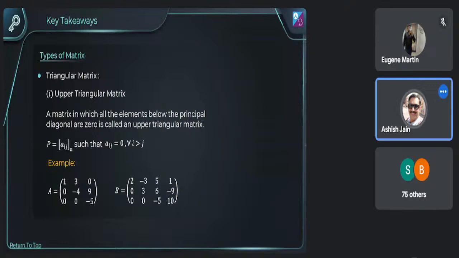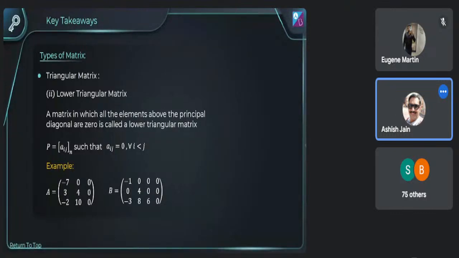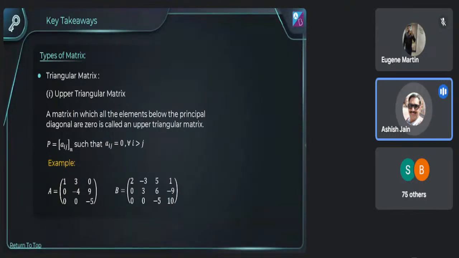ठीक है? Then another important type of matrices, we have triangular matrix. Triangular matrices are those matrices in which we have elements on only one part of the matrix. ठीक? There are two types of triangular matrices. First is called upper triangular matrix. The second one is called lower triangular matrix. Now, what is an upper triangular matrix? Upper triangular matrix is a matrix in which all the elements below the principal diagonal are zero. This is called upper triangular.